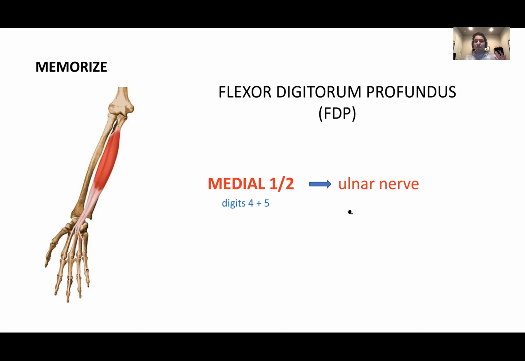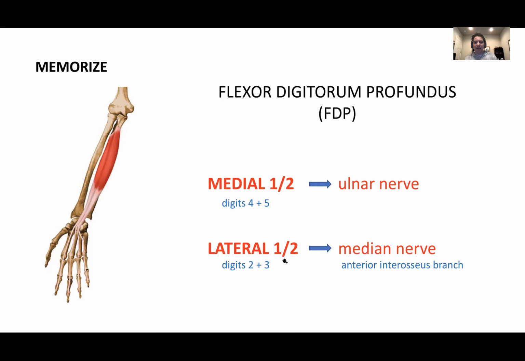So the medial half, right? So the digits 4 and 5 are going to come from the ulnar nerve, from the flexor digitorum profundus, right? So this area over here to there. The lateral side, digits 2 and 3, right? The thumb side is going to come from the median nerve, as we talked about, this anterior interosseous branch, right? Because that's what branches off.